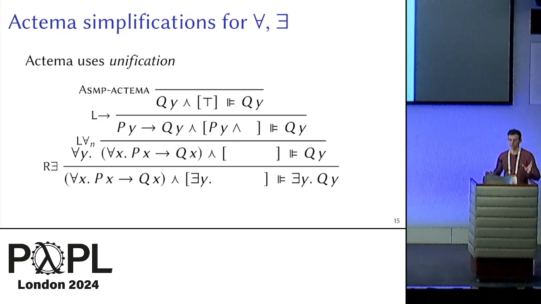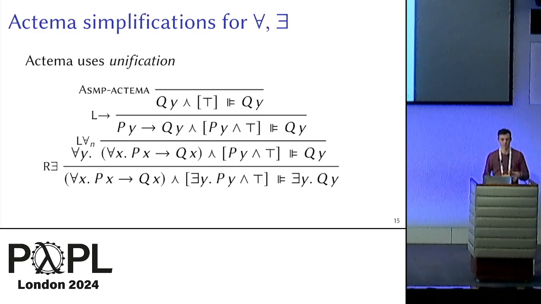The simplification is just top, and this propagates down in this proof tree, so that indeed, at the end, we get exists y, P y, and top. So this and top thing can be simplified away, but I will not discuss this.